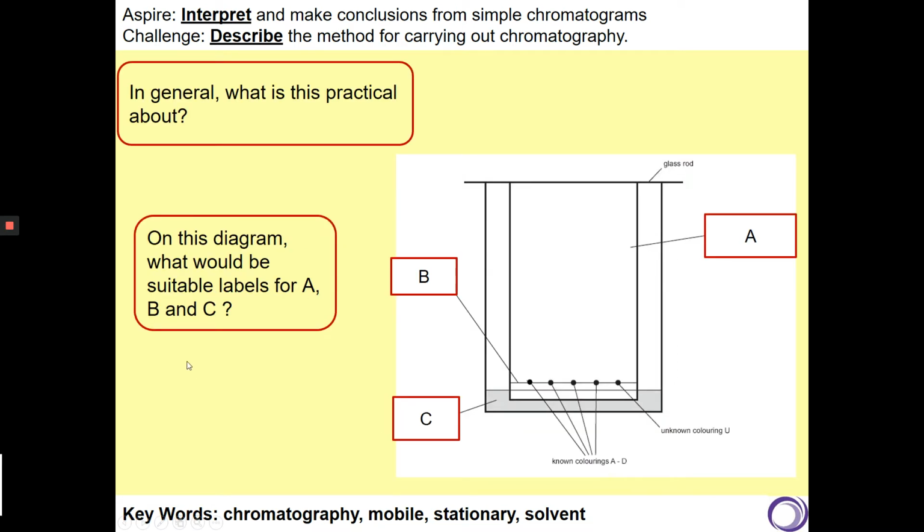Okay, so just a bit of a jogging memory about looking at this practical. Can you remember what generally it was about? And what would be labels for A, B and C? You need 30 seconds to think about that one.